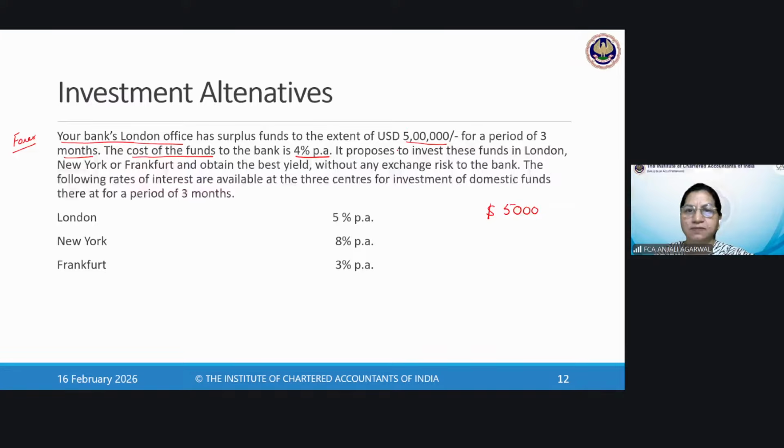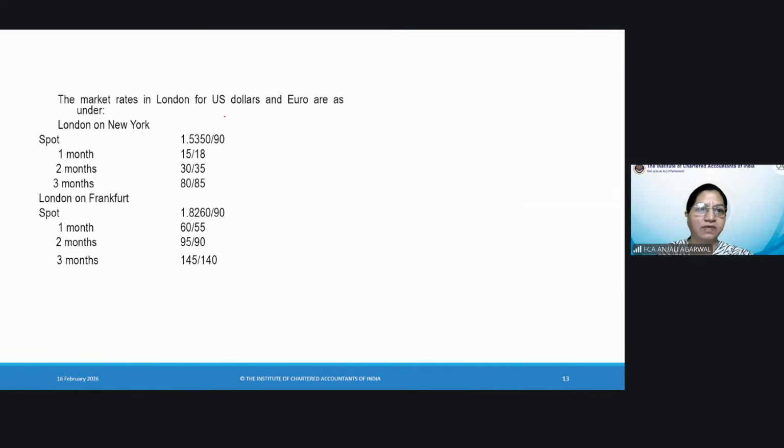But you have this surplus which you propose to invest in either London, New York, or Frankfurt, so that you can obtain the best yield without any exchange risk to the bank. The following rates of interest are available at the three centers for investment of domestic funds for a period of 3 months. So these are the rates prevailing in London, New York, and Frankfurt. So the question is, where would you make the investments?